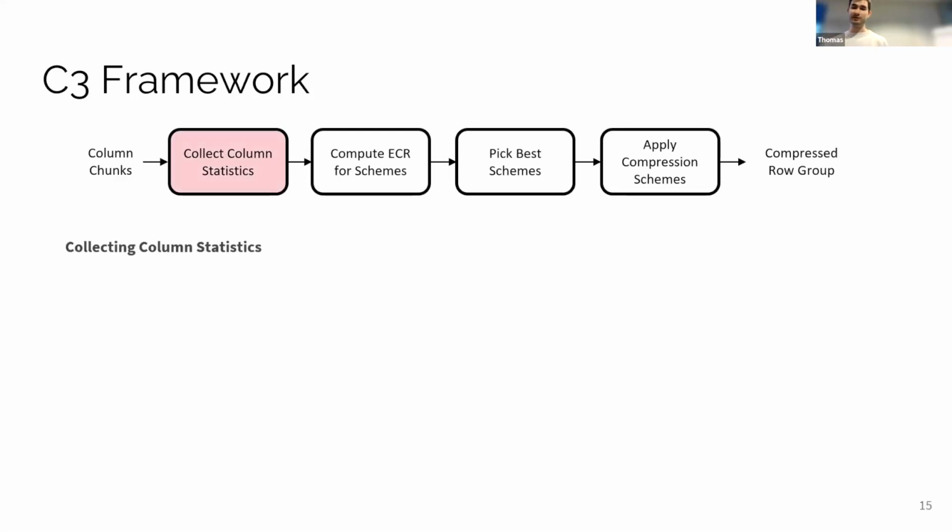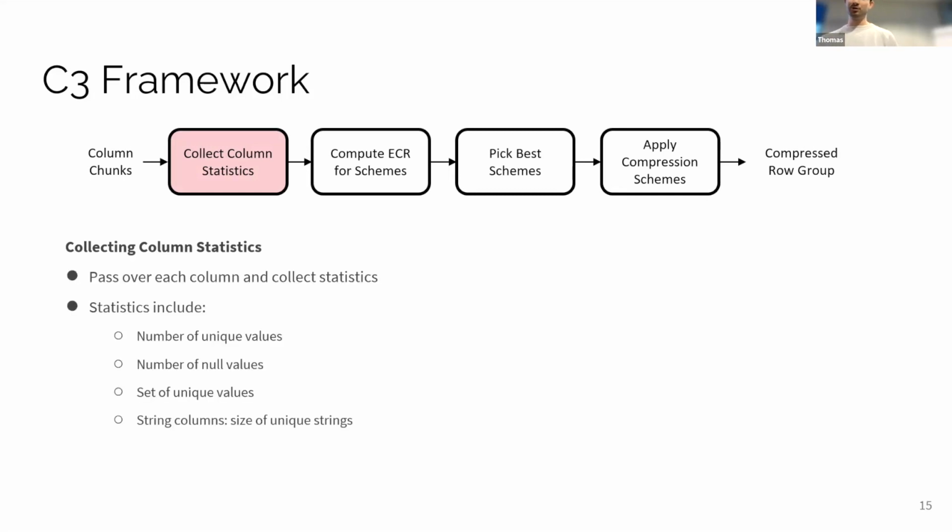Now, going through each step of the compression pipeline, the first step is collecting column statistics. We pass over every column in the row group and collect statistics, which include the number of unique values, the number of null values, and also the total set of unique values. For string columns, we also calculate the total size of the unique strings. And we use these statistics in the next steps.